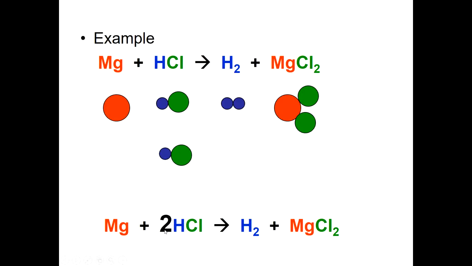And when you put that 2 in front of HCl, you are saying that there are 2 HCl molecules. So that's why there's 2 of this molecule on the left side. But in the end, notice that on each side of the arrow, you have 1 red sphere, 2 blue spheres, and 2 green spheres. So you'll have the same number of atoms on each side.